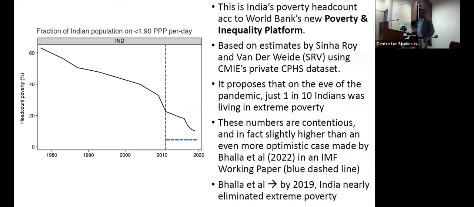I want to now give a recap of the state of the arguments, or at least the estimates that we have, and then of course we'll critique them and propose some alternative estimates. Until 2011-12, this line gives us the World Bank extreme poverty line measure of what's happening to poverty. Starting with about 60% or so just before 1980, it came down to about 21.9% in 2011. After that, what this dashed vertical line indicates is that it's all hypothetical, based on scientific estimates, so one has to keep that in mind.